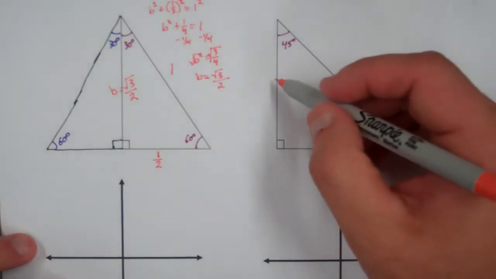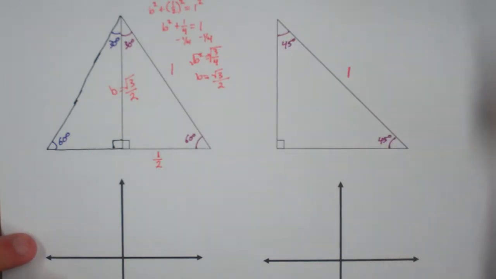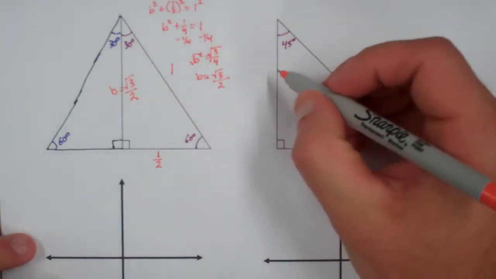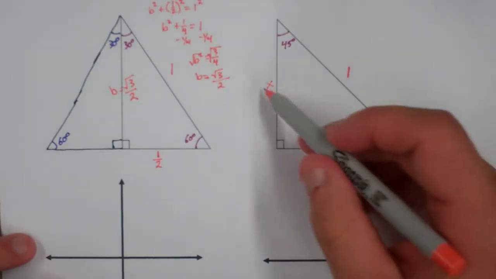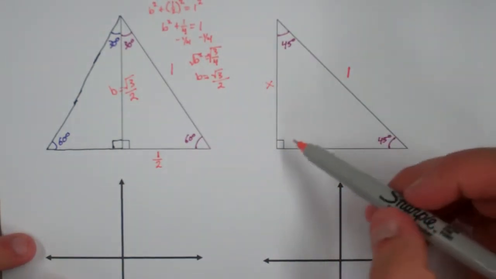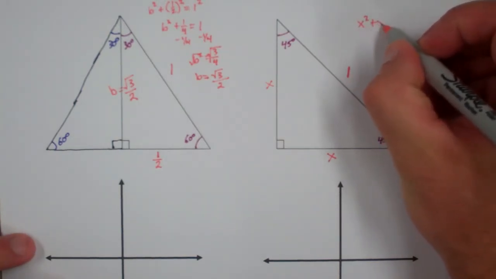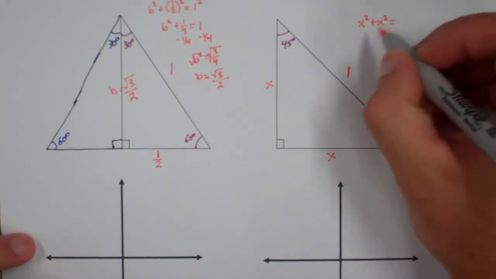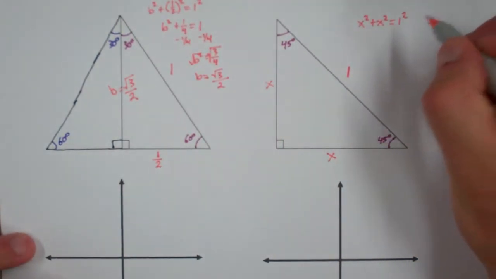In other words, these legs here will be congruent. They'll be the same. So if we make these maybe x, if we solve for x, we'll be finding these other two legs. Again, this is a right triangle, so we could use our Pythagorean relationship here, and we've got one leg squared plus the other leg squared equals the hypotenuse squared.